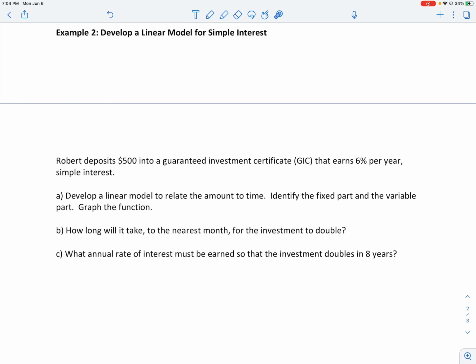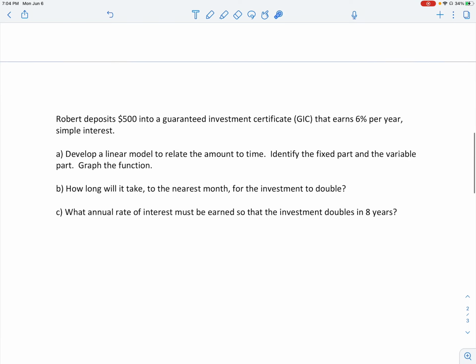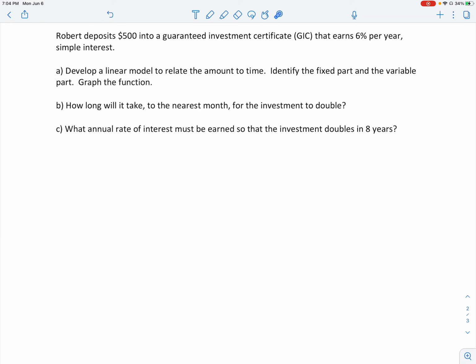In this example, we're going to develop a linear model for simple interest. It says Robert deposits $500 into a guaranteed investment certificate. This is called the GIC, and it earns 6% per year simple interest. Develop a linear model to relate the amount to time. So this is the total amount in the account, so it's going to be the principal plus the interest. It says identify the fixed part and the variable part, and then graph the function.